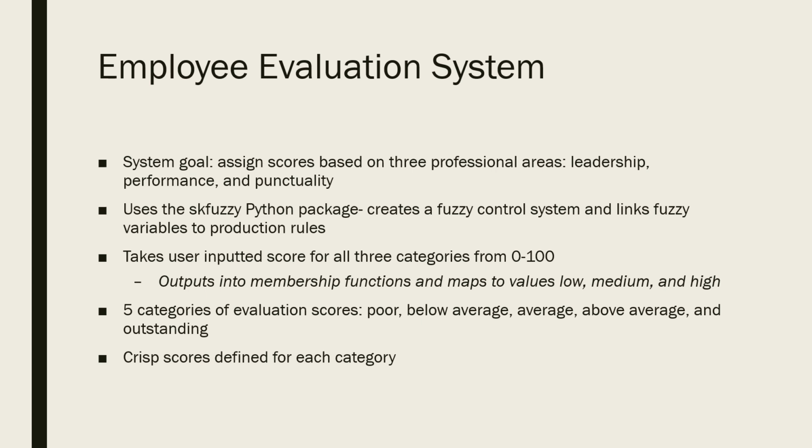These 3 parameters are outputted into an auto membership function and then mapped to values low, medium, and high, which are in the fuzzy set. Next, crisp scores are defined for each output score, which are poor, below average, average, above average, and outstanding. And for instance, outstanding would map to high values and poor would map to the lowest values.